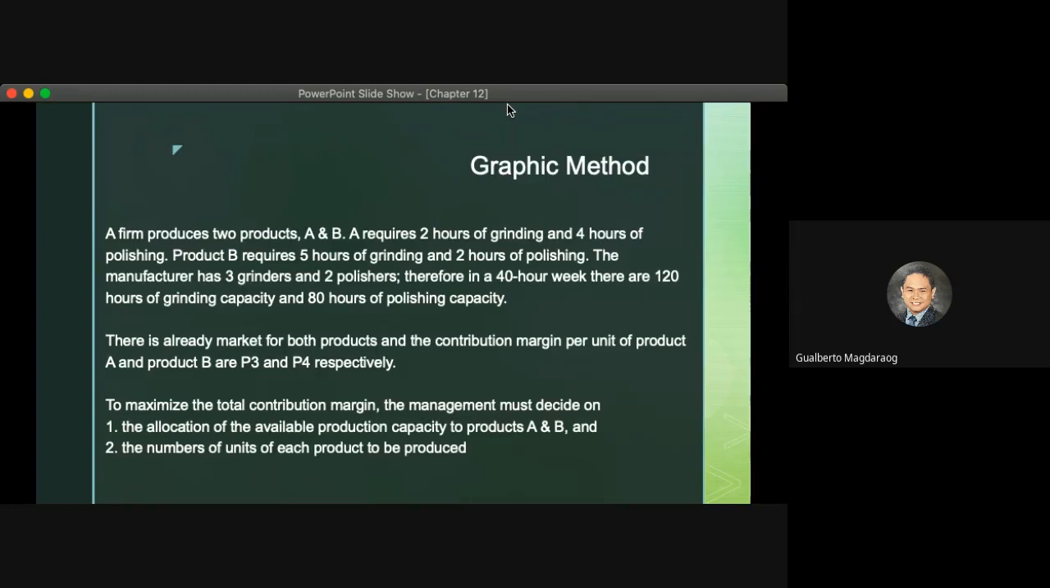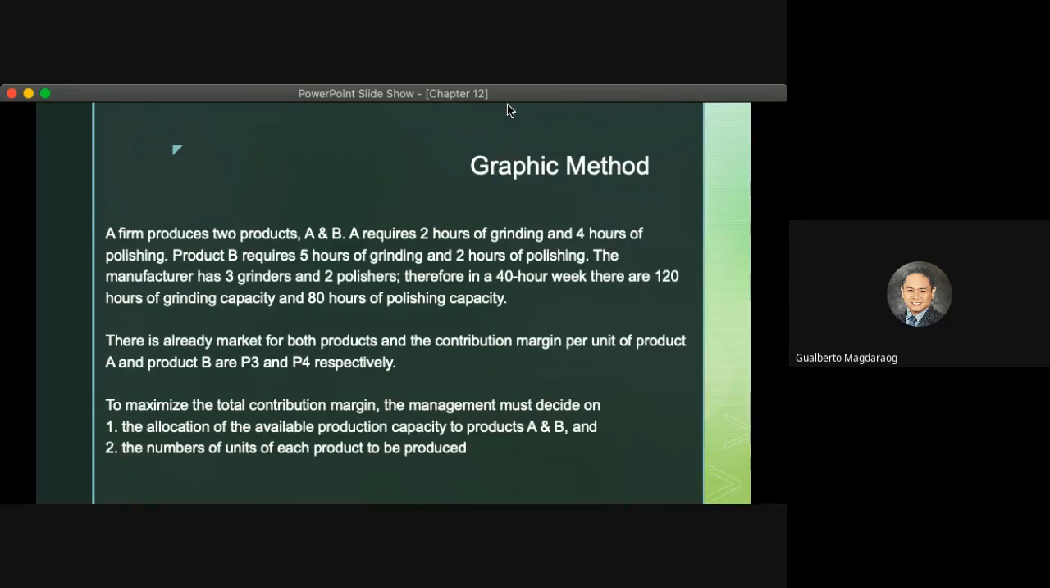Okay, let's apply this one. So for our illustration, a firm produces two products, A and B. A requires 2 hours of grinding and 4 hours of polishing. Product B requires 5 hours of grinding and 2 hours of polishing. The manufacturer has 3 grinders and 2 polishers. Therefore, in a 40-hour work week, there are 120 hours of grinding and 80 hours of polishing.